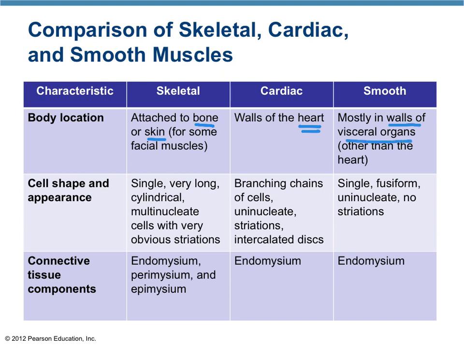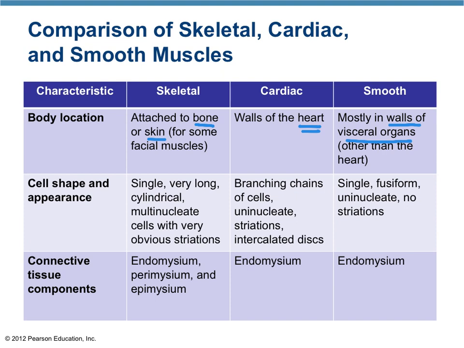So those are organs that have some sort of luminal opening on the inside. So vessels that carry blood have smooth muscle in the wall. Your stomach, small intestine, large intestine, all of those things have smooth muscle in the walls of those organs.